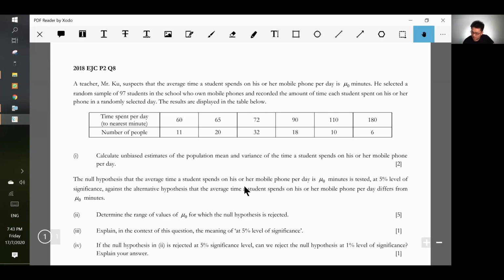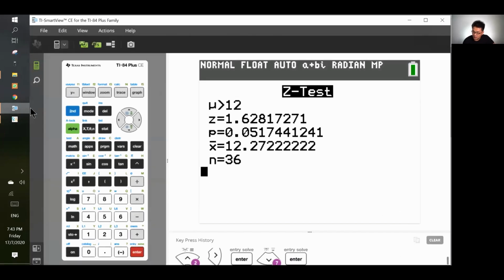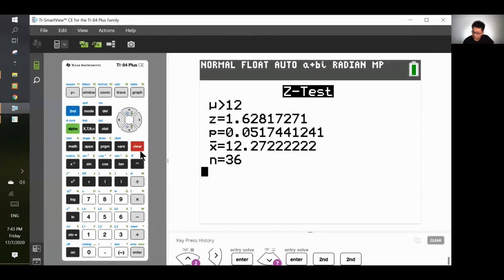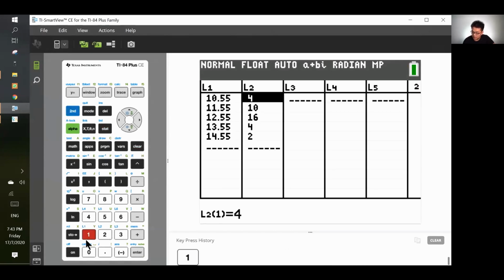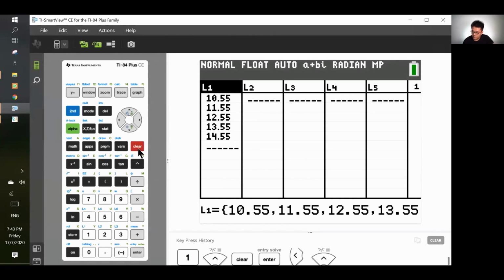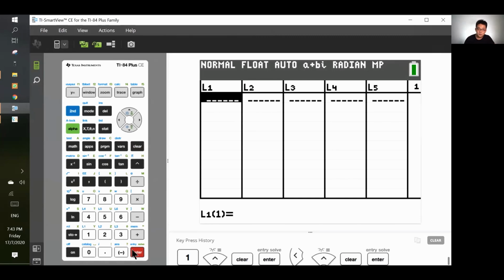Okay, so this part here, for the first part, the unbiased estimate of the population variance, just use your calculator. Your cashier can do it also, so it's fine. What you do is just go to stats and then key in the values. So just clear it as well. Then key in your values. Okay. So key in values, I think should be fine.